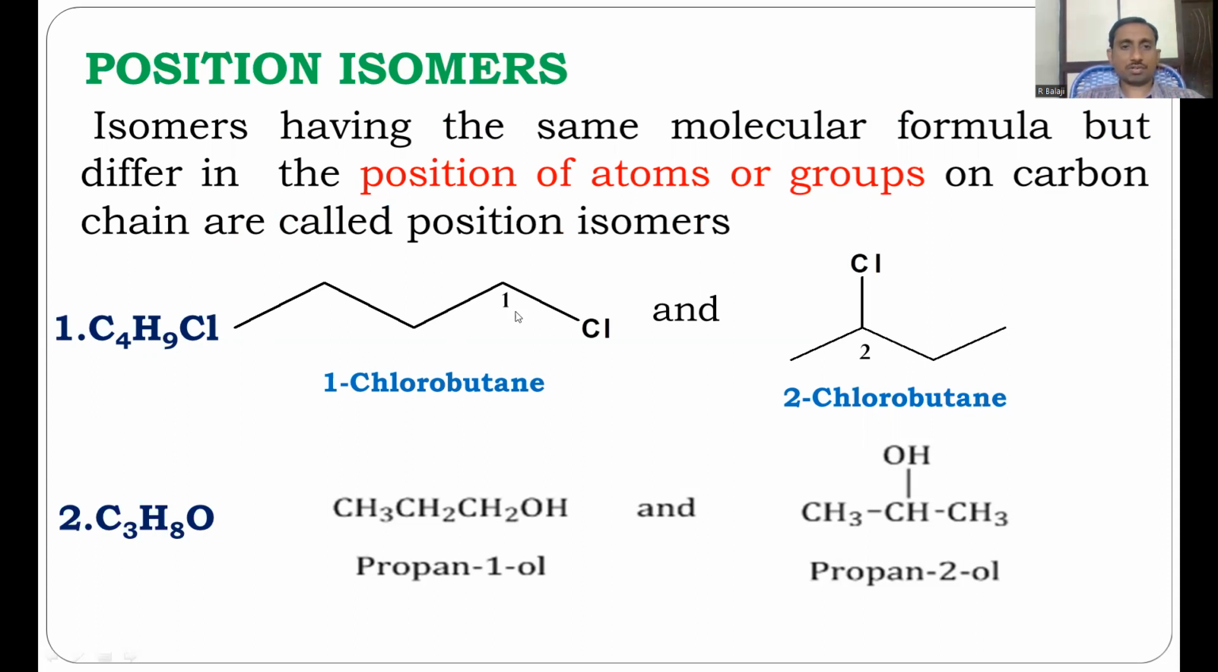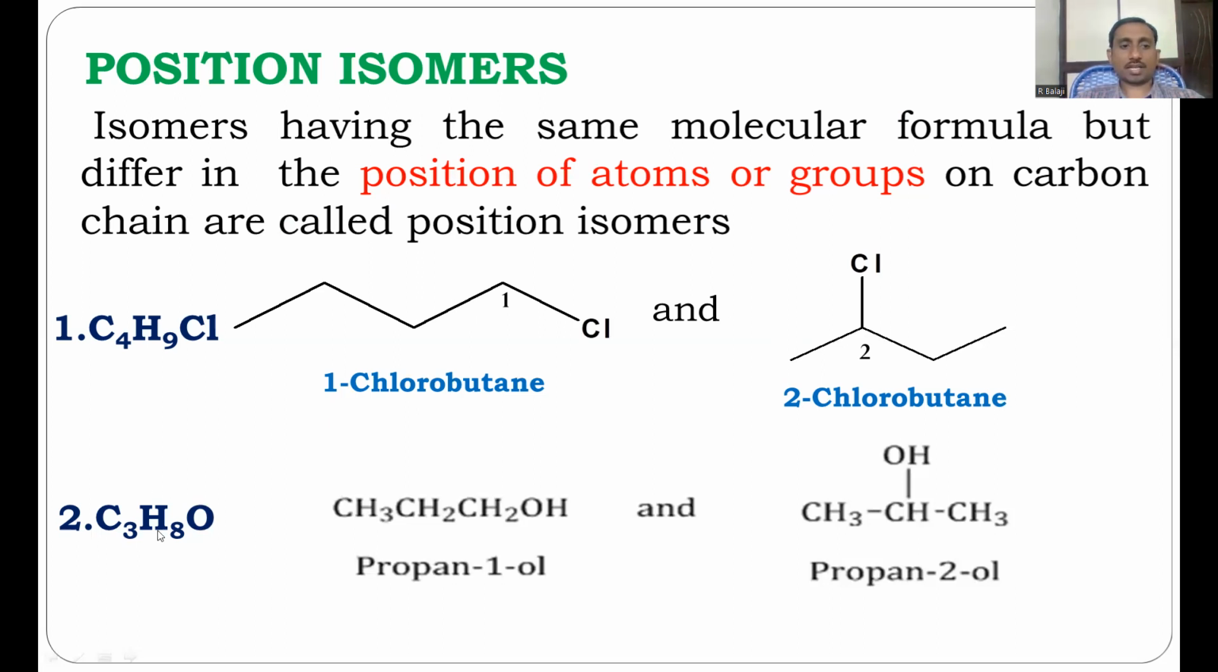If clearly observed, in 1-chlorobutane the chlorine atom is attached to the first carbon atom, and in the second molecule the chlorine atom is attached to the second carbon atom. Both have the same molecular formula but different positional isomeric structures, clearly observed in the carbon atoms to which chlorine is attached.